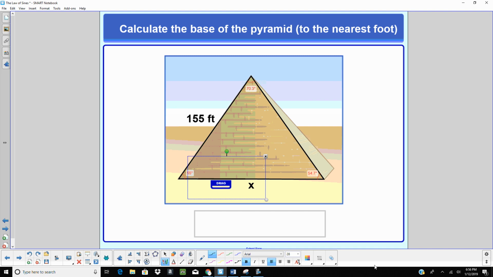All right, on this one, I'm going to let you try and solve X entirely on your own. Go ahead and hit pause. The three angle measurements are given to you, as well as one of the sides. You are trying to find the base of this pyramid.